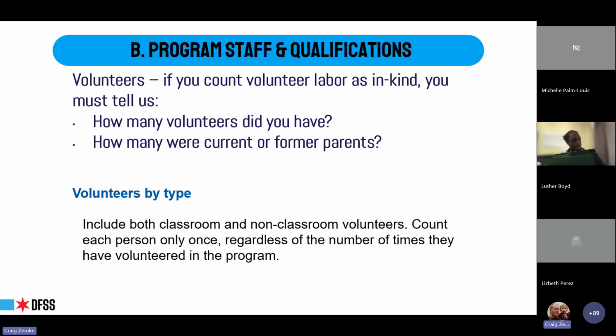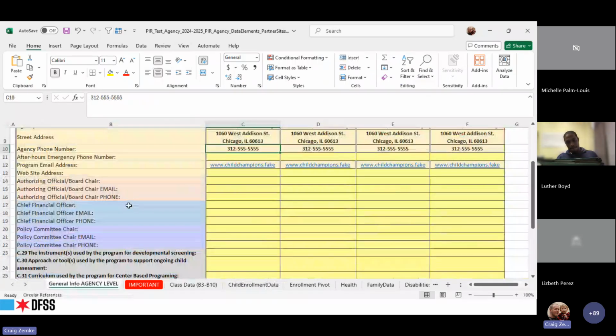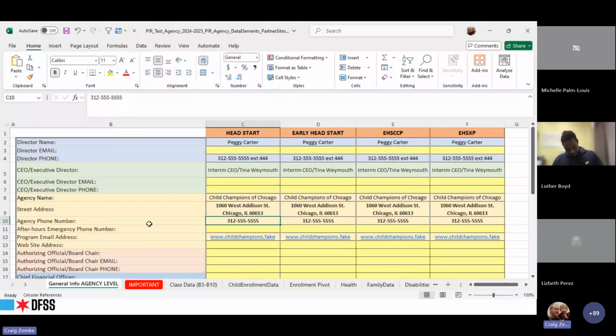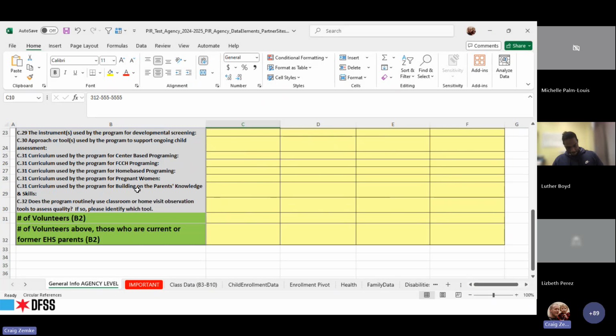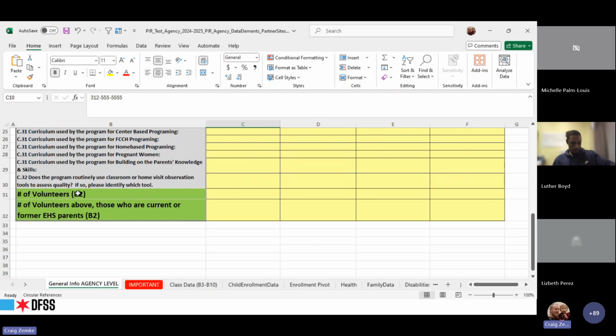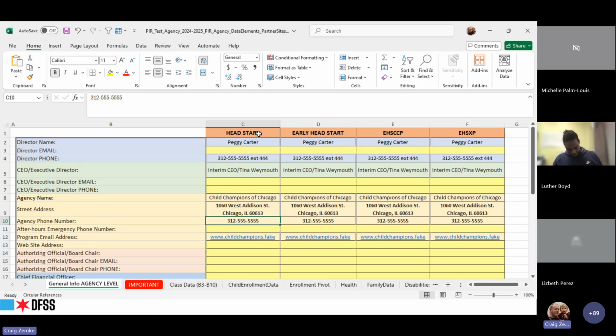Okay, so this is on the first page. This is your general agency information, which was due right away, and in many, many cases is still completely blank. Please go in and complete that now. Here we asked the number of volunteers, and of those, how many are current or former Head Start or Early Head Start parents.